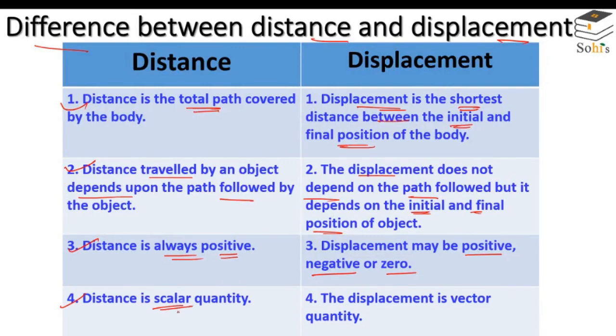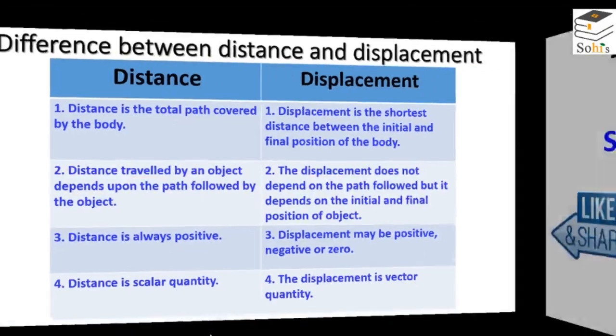Distance is a scalar quantity. Scalar means we measure only magnitude. The quantity in which only magnitude is measured is called a scalar. But displacement is a vector. Vector means we measure magnitude as well as direction. The quantity in which we measure the magnitude as well as the direction is called a vector quantity. So displacement is a vector, but distance is a scalar quantity.